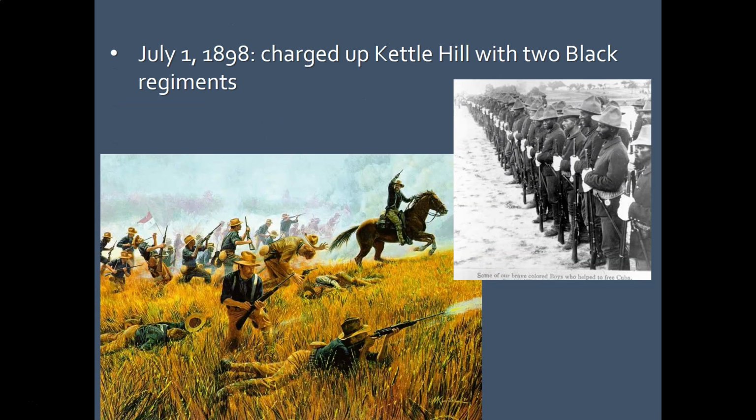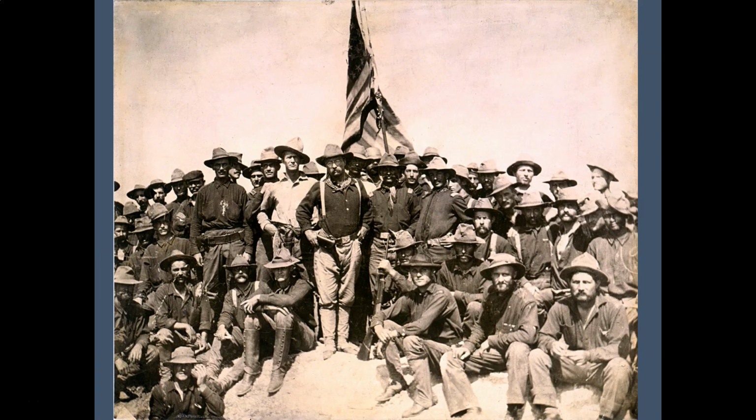Now, Roosevelt, by the way, is 40 years old at this time, and maybe a little past his time as a soldier on the front lines, but he performs very bravely. And on Kettle Hill, the Rough Riders, along with two black regiments of American soldiers, charge up under intense Spanish fire, and Roosevelt becomes a national hero.